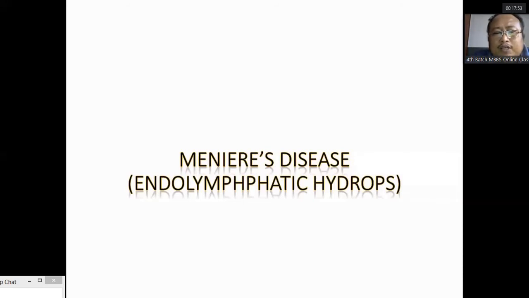But sometimes in your textbook, you may come across Meniere syndrome. So for you to keep in mind, the simple way is that Meniere's disease is the primary endolymphatic hydrops. It may simply be divided into primary and secondary. Primary endolymphatic hydrops is Meniere's disease. When it comes to the secondary, it might be termed Meniere syndrome.